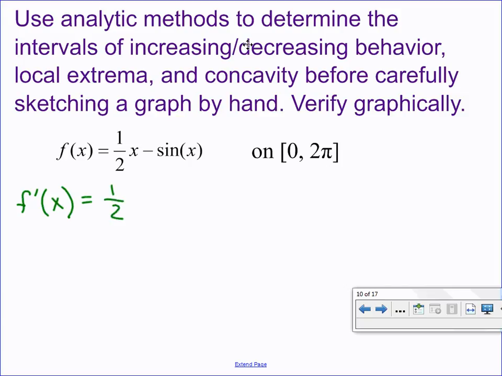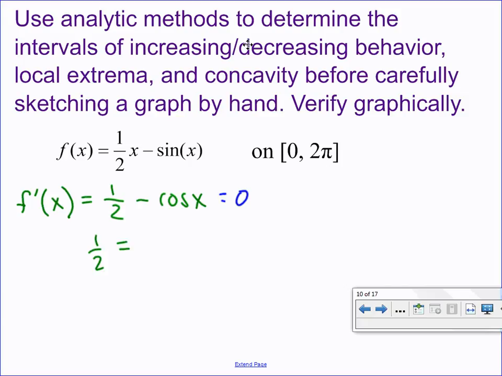1/2 minus cosine x. Very nice. And I know that this is defined for all real x because cosine has domain all reals. So we have no problem here. I'm not going to get any critical values from f prime being undefined. However, I'm concerned if f prime equals 0 on my interval 0 to pi. So I'll set this equal to 0 and solve to see if we have any critical values.